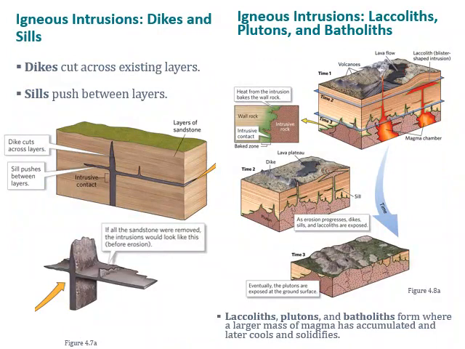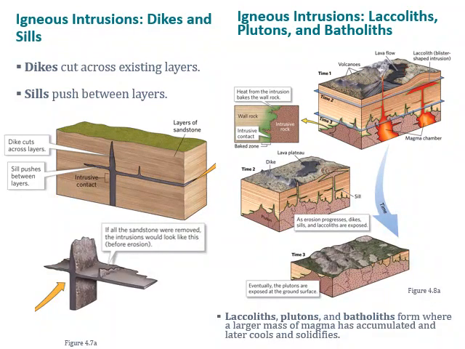Let's provide some terminology for different types of intrusive igneous rocks. So dikes are igneous intrusive rocks that cut across existing layers or cut across existing rocks. So the top picture in the previous slide was a picture of a dike. And sills are igneous intrusive rocks that push between layers, so they are spreading out horizontally. So the picture on your left shows an example of a dike and a sill. These often occur together because the magma is always looking for a path of least resistance to flow. Sometimes it's horizontal, and sometimes it's vertical.